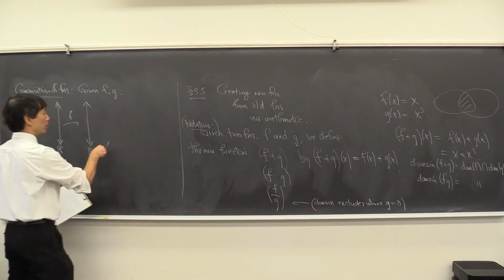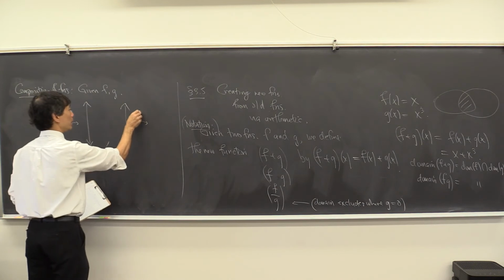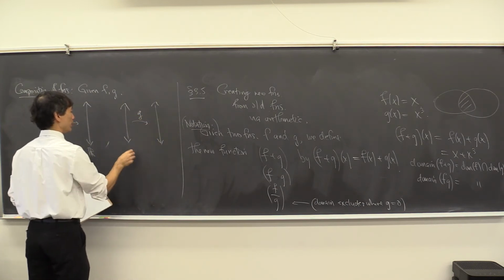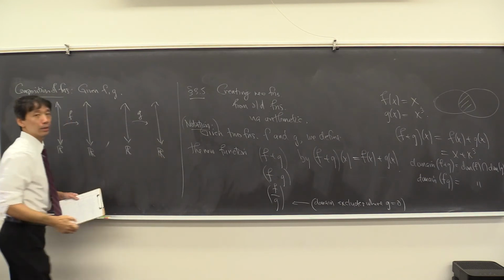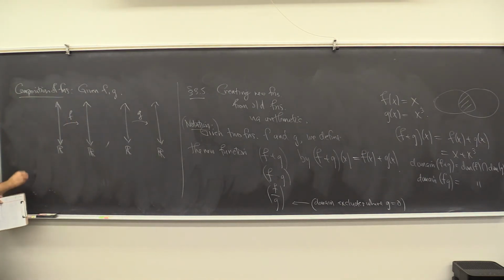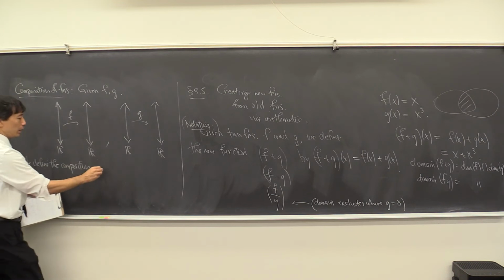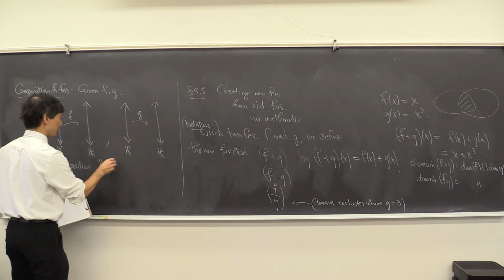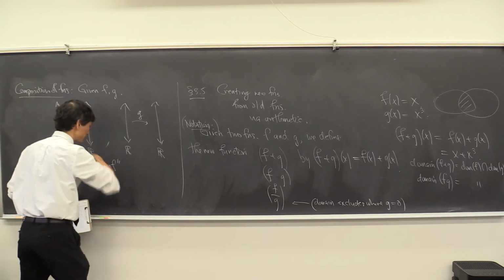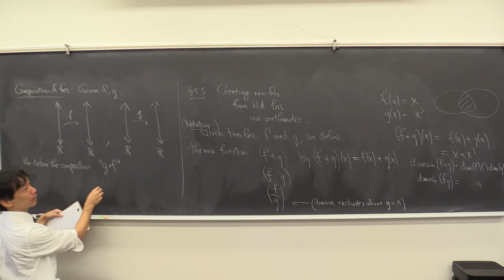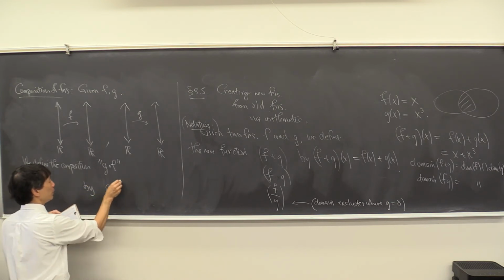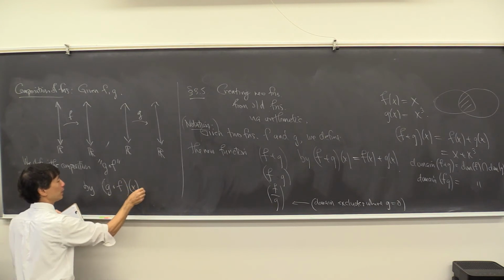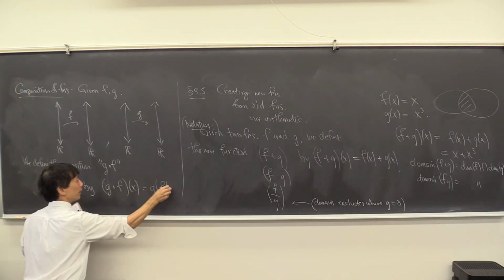And similarly for g, g takes in some real number and then spits out a real number. Okay, so we define the composition, let's say g composed with f, by g composed with f of x equals g of f of x.